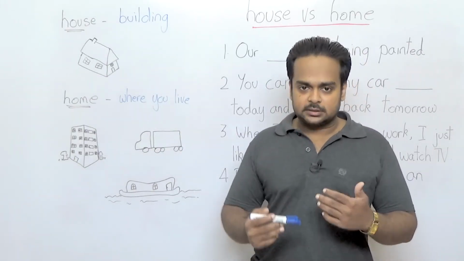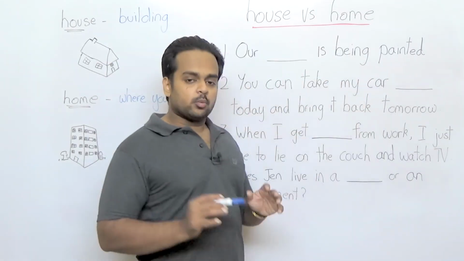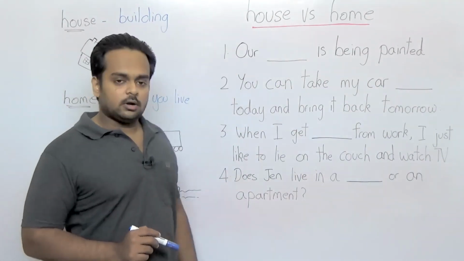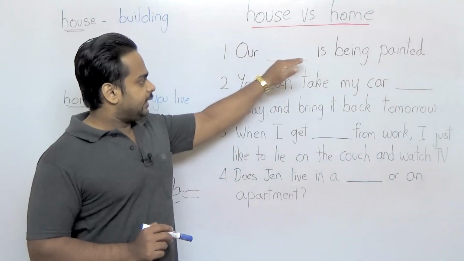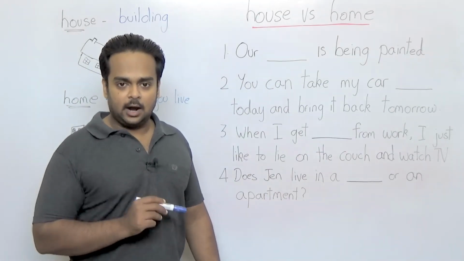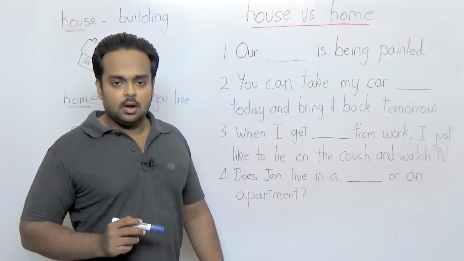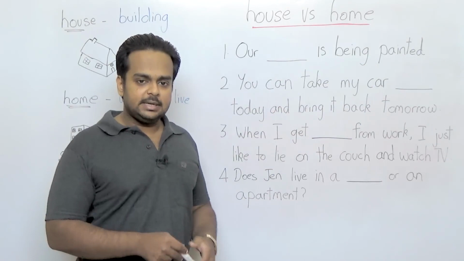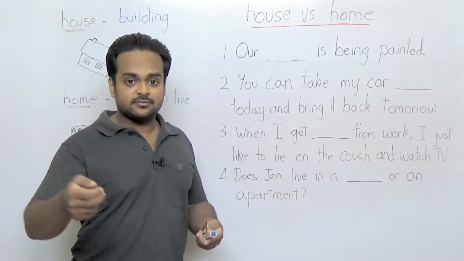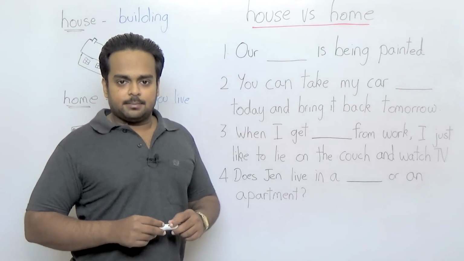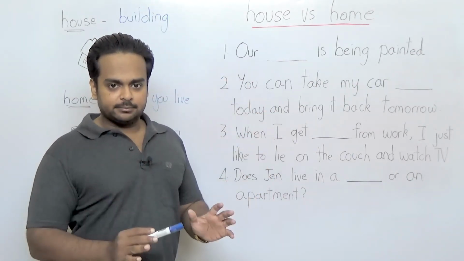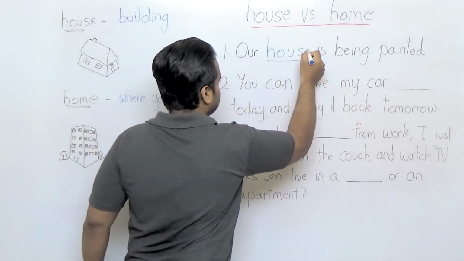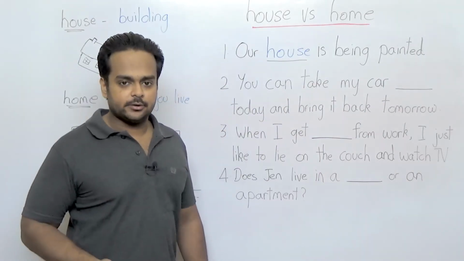All right, let's now do some practice sentences to really make sure we understand this concept. I have here 4 sentences. Take a look at the first sentence. Our ___ is being painted. Would you write house or home in this sentence? Well, if you read the sentence carefully, you see that we're talking about something being painted. And painting is a physical action. And painting is usually done on a building. So here we need the word house. So our house is being painted.